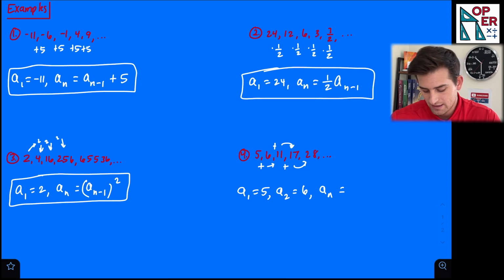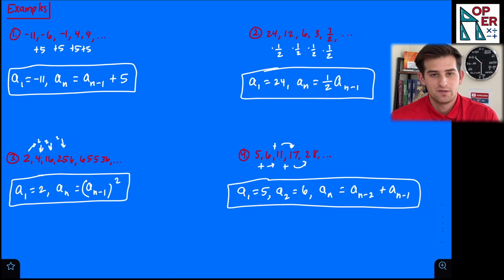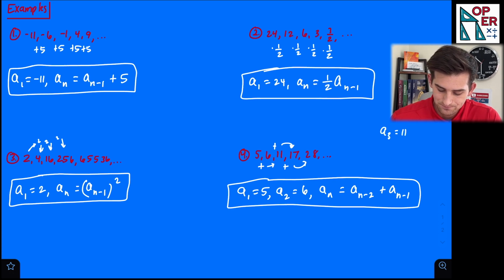All right, so if I take 11, what two numbers did I add to get 11? That was 5 and 6, right? 5 is my first term, and 6 is my second term. So in relation to 11, which is the third term, it would be the first term plus the second term. I'm going to write this as a sub n minus 2 plus a sub n minus 1. Let me explain that a little bit. Once again, 11 is my third term, that would be a sub 3, so a sub 3 is equal to 11.